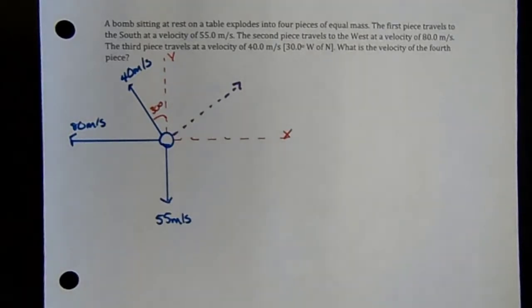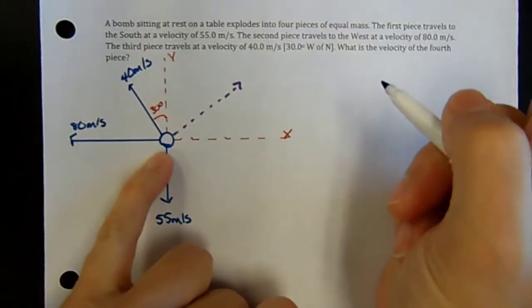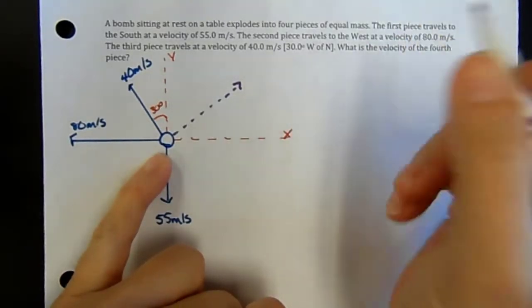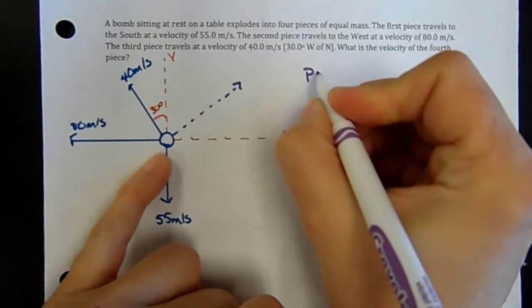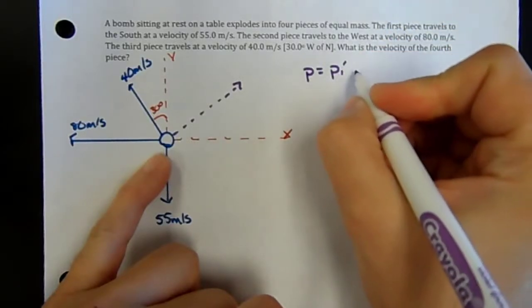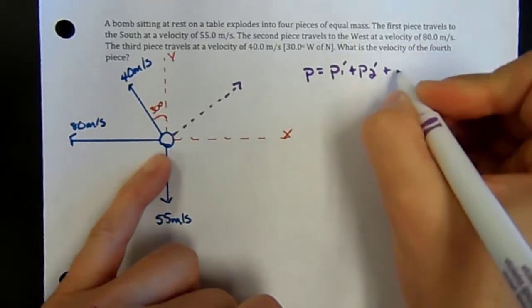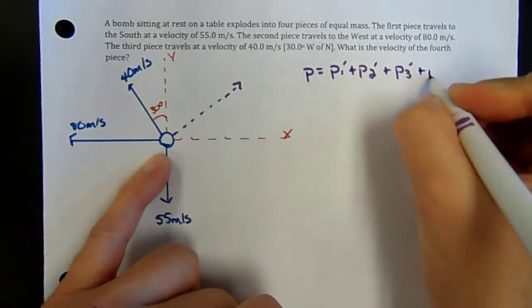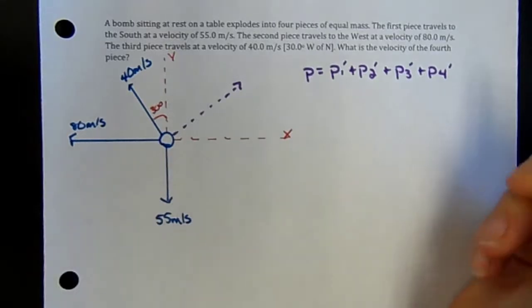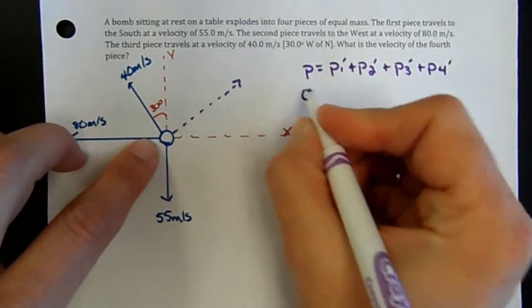So here's what we know. We know that momentum is conserved, and we know that our initial momentum is going to be 0. So our initial momentum is going to be equal to the momentum of all 4 pieces added together. So let's start with that. Our initial momentum is our bomb, and it's just sitting there, and that's going to be 0.